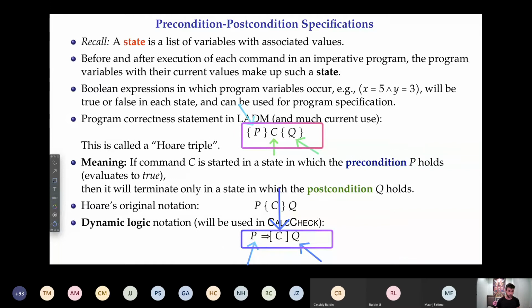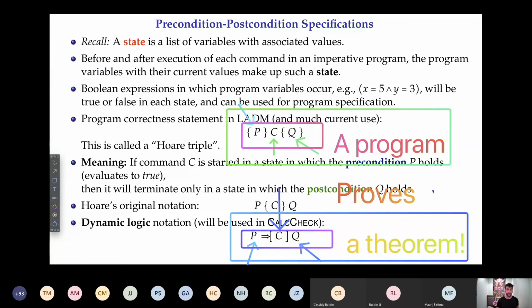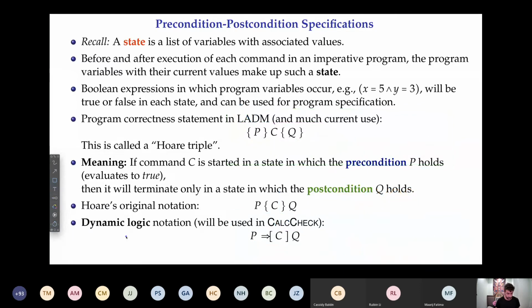All right, so let's write that out. A program proves a theorem. You have a program, and it proves this theorem. So this is covered much more in other classes, but we're going to do some significant work with these ideas. And again, chapter 7, if you're so inclined.